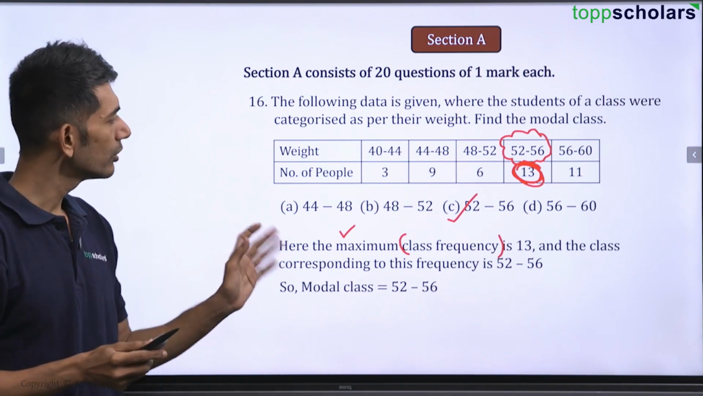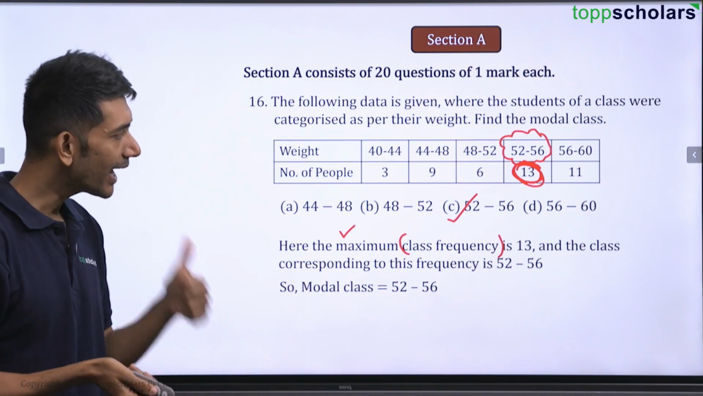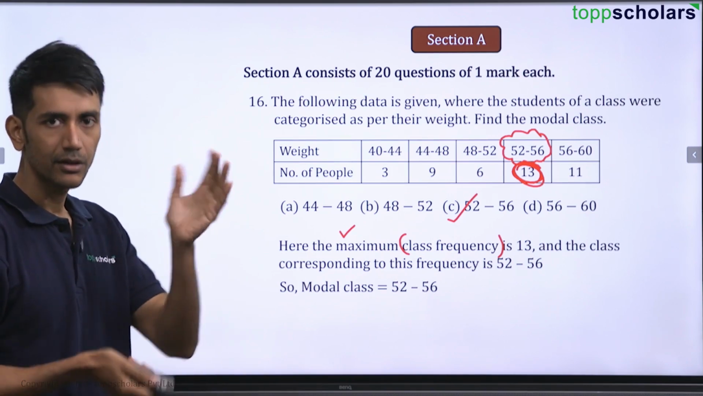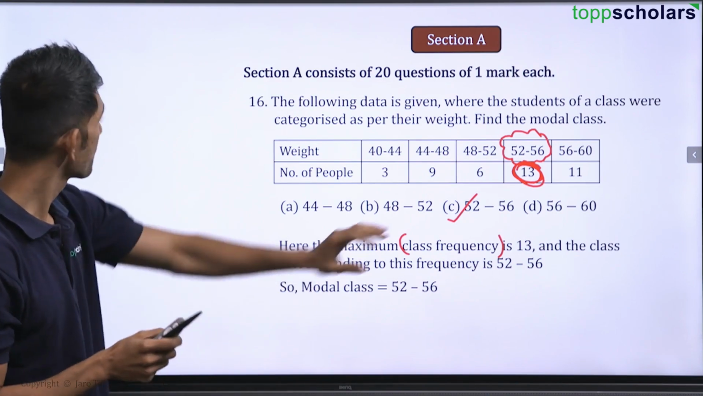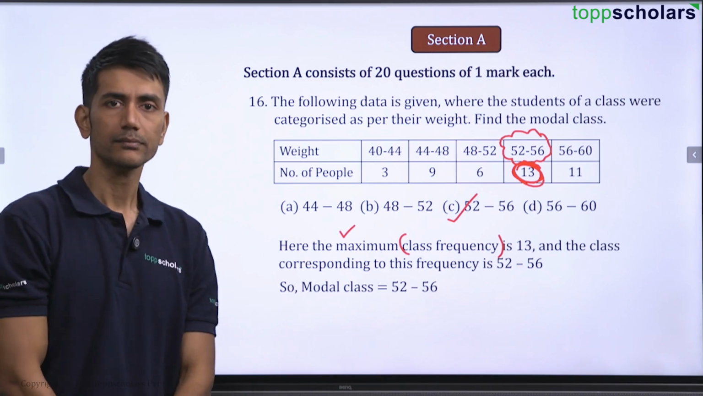I hope you are getting this. So to find out the modal class, all you need to do is check for the highest frequency. That's it. Whatever highest frequency is there, that particular class will be your modal class. Easy.